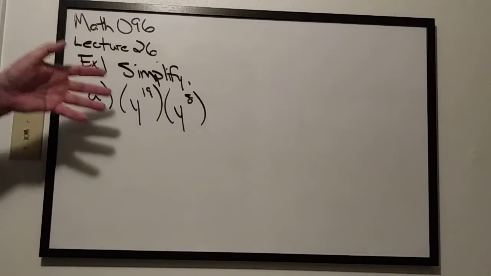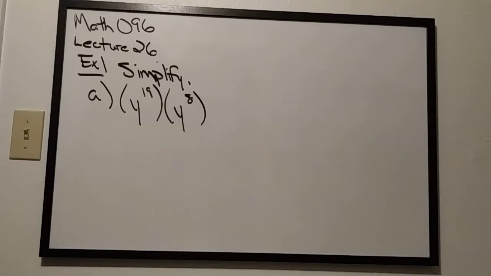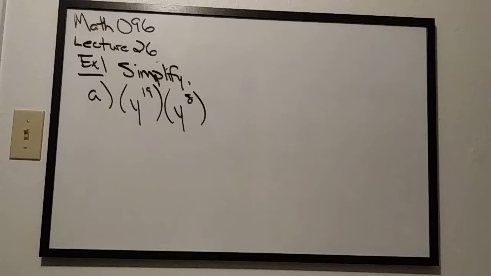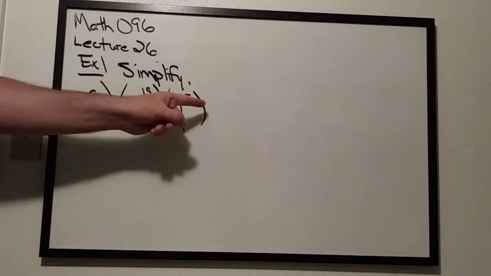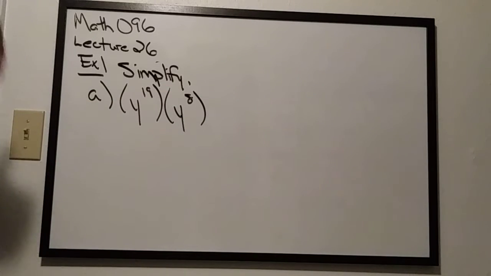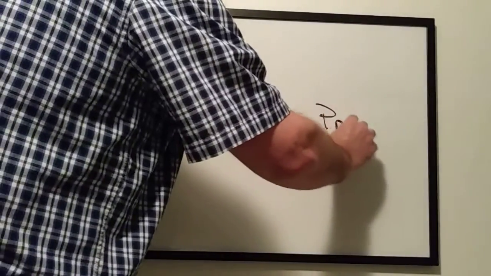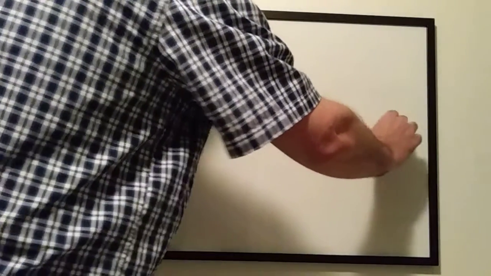So example 1 then has the directions simplify. And our first problem is going to be y to the 19th times y to the 8th. Now, as you look at these, the first thing you have to do is think about how these two pieces are connected. They're connected by multiplication. And because the y to the 19th and the y to the 8th are connected by multiplication, this is going to be an example of the product rule we were looking at a moment ago.